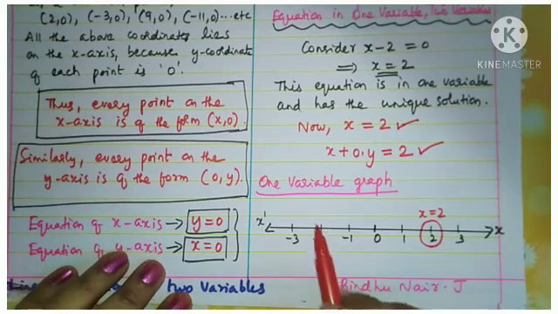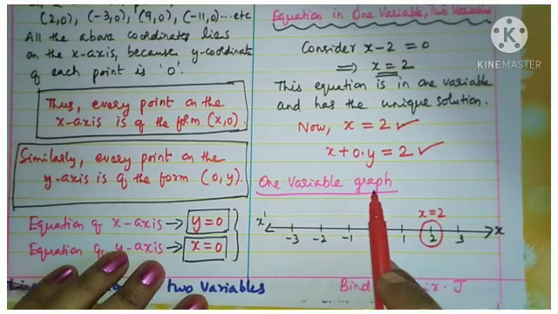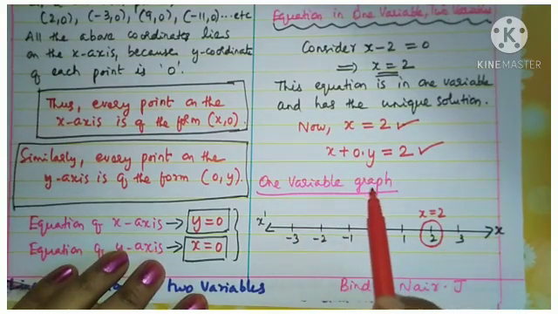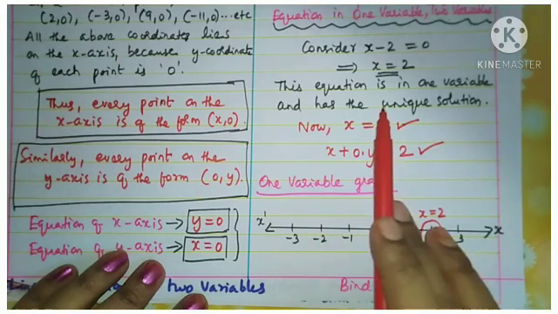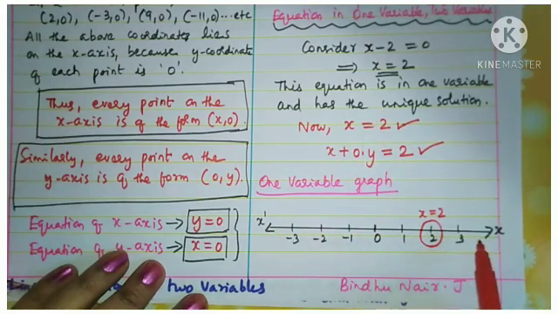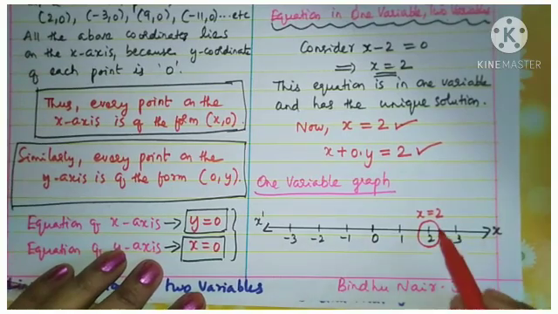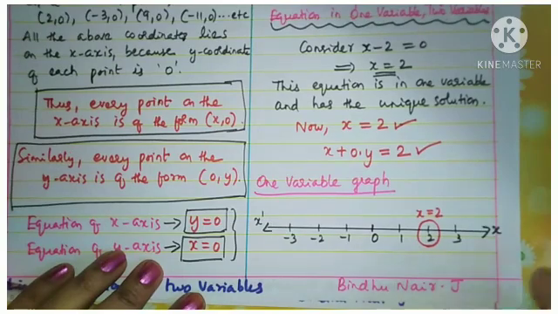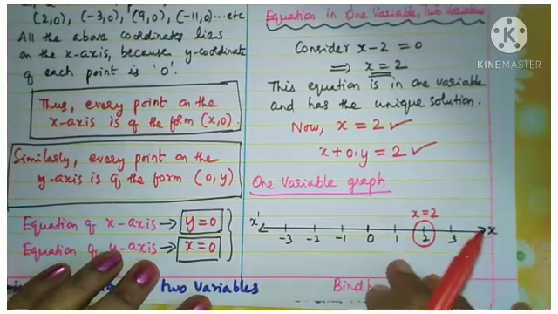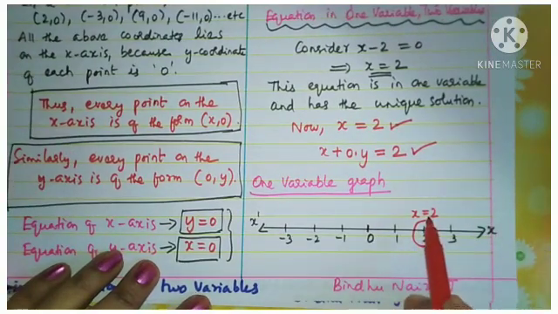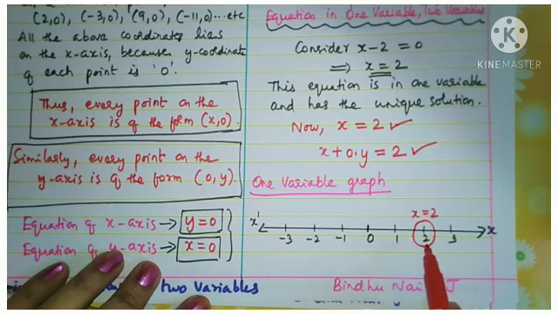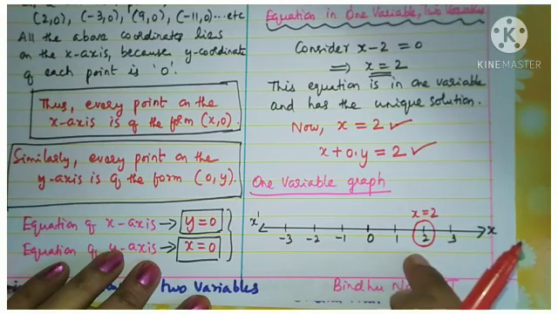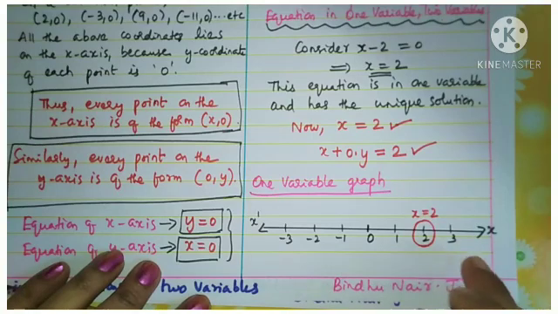So children, for representing a one variable graph, you just draw the axis for that variable and represent the value of the variable on the number line. So here you can see only that unique solution, the value of x is equal to 2. This way we represent a one variable graph geometrically using a number line.